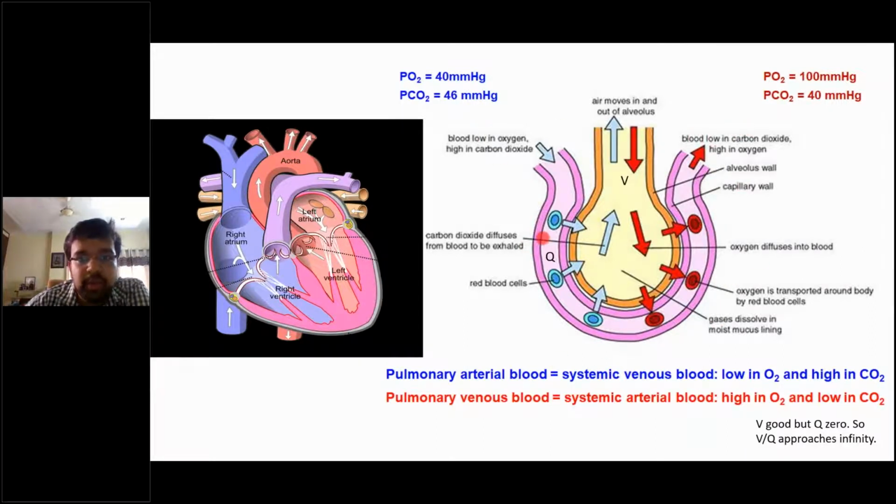So what is V and Q? V is ventilation. It is nothing but the incoming and outgoing of the air to and fro from the alveolus, right? So air moves in, air moves out. This is ventilation. While perfusion is nothing but the incoming blood flow from the pulmonary artery. The blood flowing from the pulmonary artery going into the pulmonary capillary, this is the perfusion, which is termed as Q.